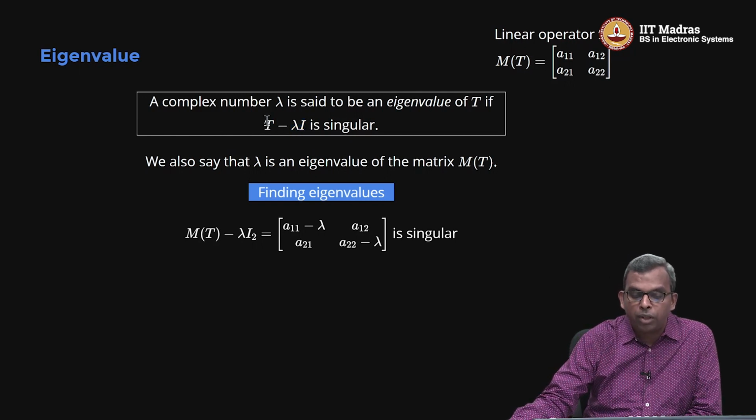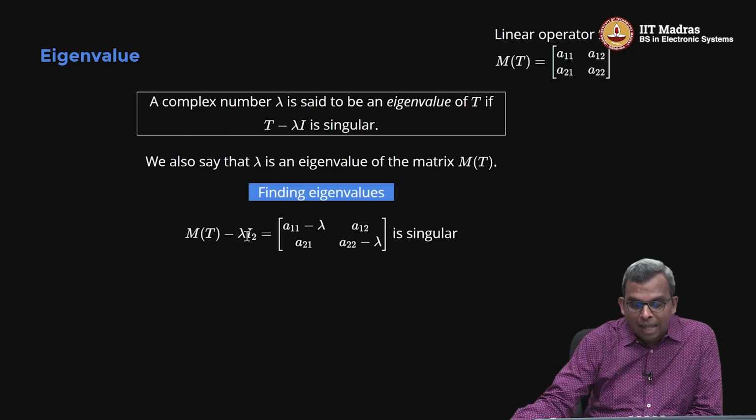What is the matrix of T? Matrix of T is M of T. What is the matrix of I? Matrix of the identity transform is I2, the 2 by 2 identity matrix. And then T minus lambda I is M of T minus lambda I2. The same operations you did for the operator go for the matrix as well.